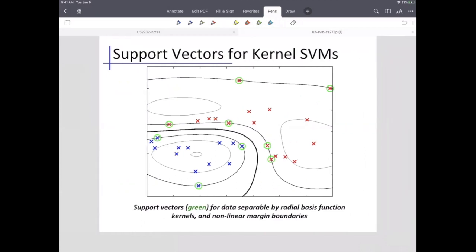In this case, a radial basis function is used as the kernel. You can see these are the decision boundaries between these two sets of data points. This is one of them, and this is another point here. So now you have this smooth, nonlinear decision boundary between these two groups of data points. And again, those points located within the boundaries are the support vectors.